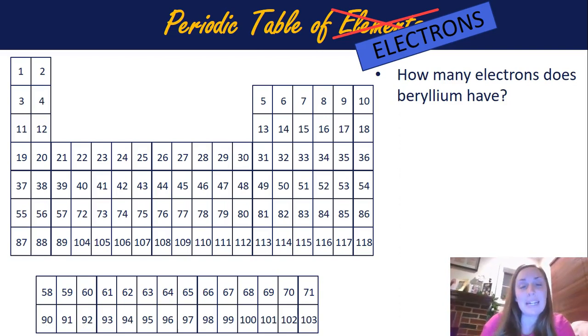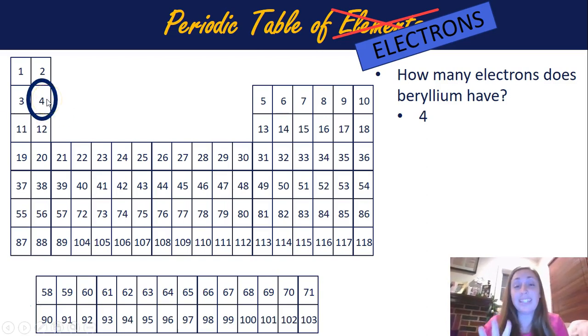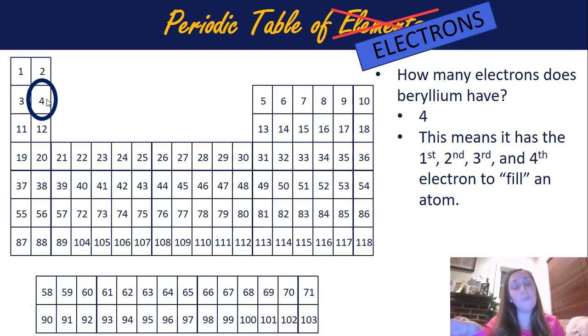So for example, how many electrons does beryllium have? So I want you to find beryllium on the periodic table. Here it is. Beryllium has 4 electrons because its atomic number is 4. It has the 3 electrons lithium has, which is the one from hydrogen, the extra from helium, the extra from lithium, and then it has an additional 4th electron. So it has the 1st, the 2nd, the 3rd, and the 4th electron to fill. The first 4 electrons always fill in the same patterns for any single element that there is. So here they are, the 1st, 2nd, 3rd, and 4th electron.